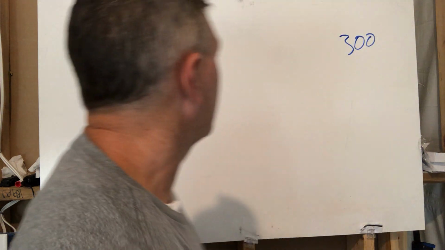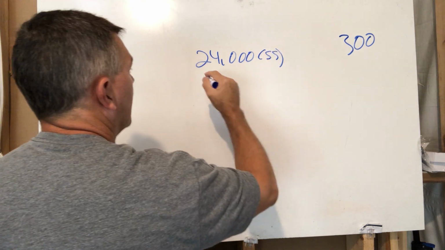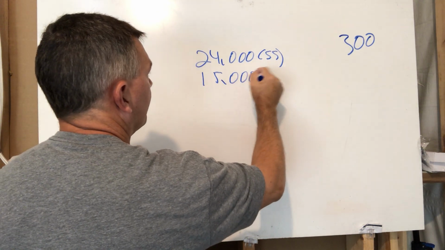All right, so we're going to do the same scenario. We've got $24,000 Social Security and $15,000 pension.